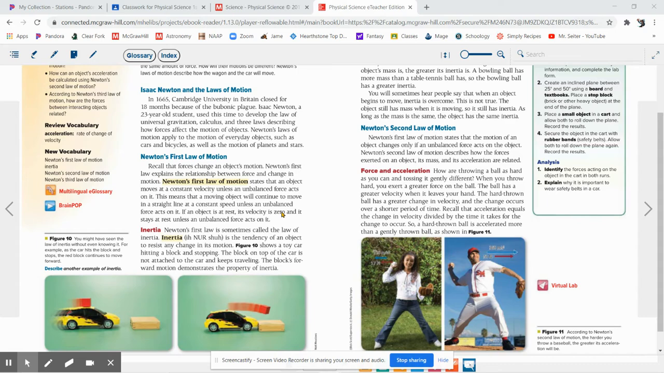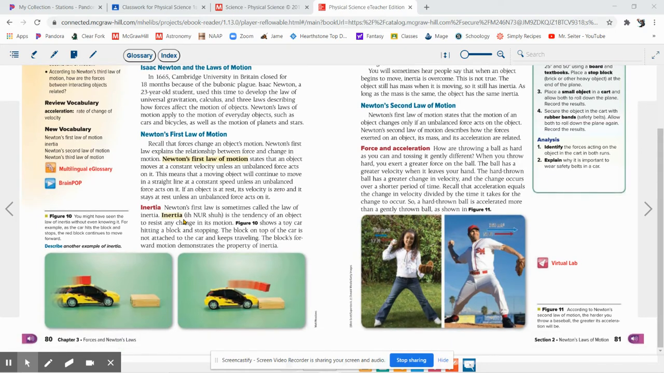The moon is in motion, but it's not moving in a straight line. Gravity of the earth is affecting it. What's in motion stays in motion in a straight line unless a force acts on it. What's at rest stays at rest unless a force acts on it. This is Newton's first law, and sometimes it's called the law of inertia. Inertia is the tendency of an object to resist any change in its motion.